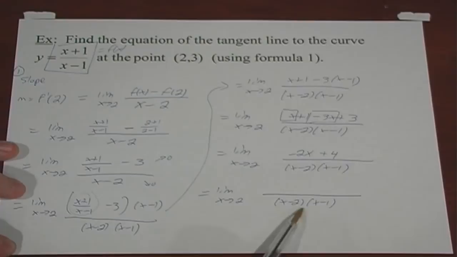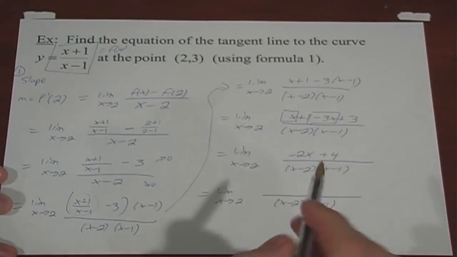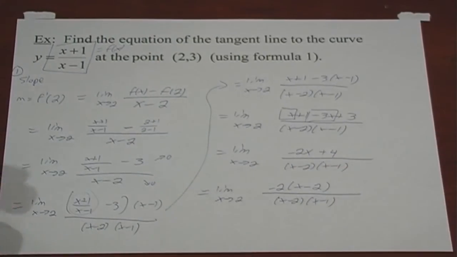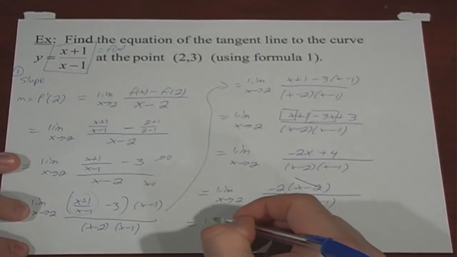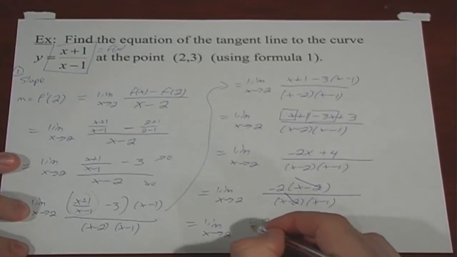See, this is not the problem. You can plug 2 there, you don't get 0, no problem. So I want this term out of here. So what I want to do is cancel it with something up here. When you factor the negative 2 out, you get x minus 2, and look, now the x minus 2's cancel. So this is gone, and you get the limit as x goes to 2 of negative 2 over x minus 1.